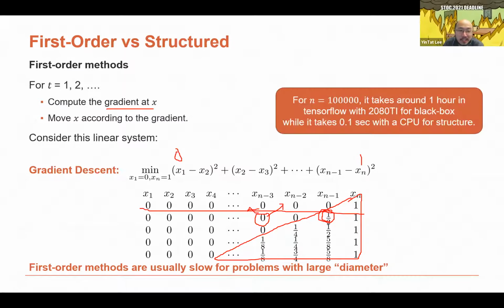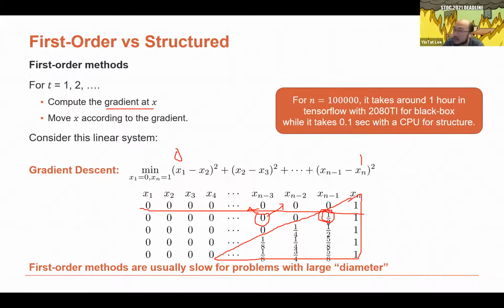In fact, I have done a funny experiment. Let's say n is 100,000, and I use a good GPU to solve it. Using TensorFlow, it will take 1 hour. But if you just give this problem to MATLAB, it will solve it in 0.1 seconds, even on a 10 year old CPU. So yeah, for some problems, first order methods are quite limited.